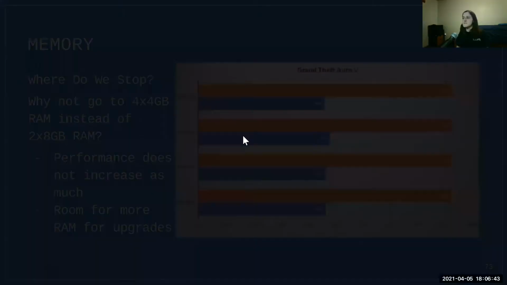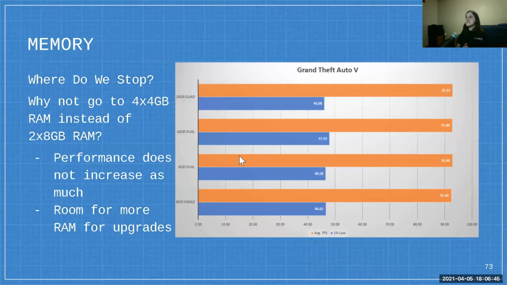So what we chose is going to be the 2x8, and that's because of the performance improvement that it offers, right? It's not really worth it to just buy 1 16 gigabyte stick of RAM unless you know for a fact you're going to upgrade, and you're just maybe waiting on that next check to come in. So with this in mind, why not just go to 4 sticks of 4 gigabyte RAM instead of 2 sticks of 8 gigabyte RAM, right?